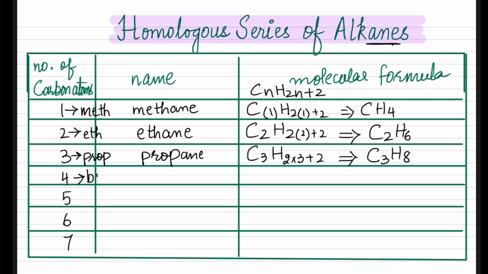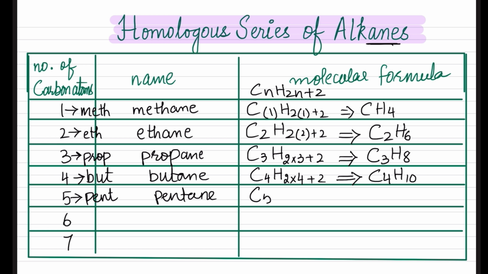For 4 carbon atoms, but is used as the prefix. Its name will be butane. For the molecular formula, we take 4 as carbon atoms, and for hydrogen atoms we multiply 2 with 4. 2 into 4 is 8, 8 plus 2 is 10. So the molecular formula of butane will be C4H10. For pentane, the molecular formula will be: carbon will be 5 and hydrogen will be 2 into 5 is 10, 10 plus 2 is 12. Molecular formula will be C5H12.